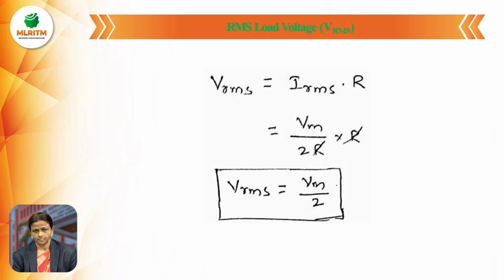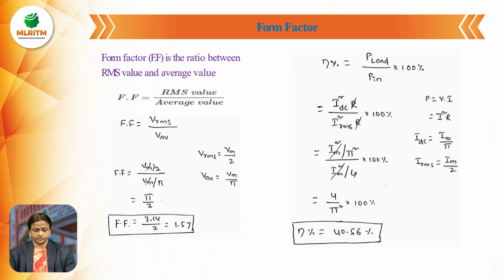Vm is nothing but the maximum voltage value, which is one constant value. Now substitute that Vm value in this formula, then calculate the root mean square voltage value. So VRMS is equal to Vm by 2 for a half-wave rectifier. Now, calculate the form factor. What is the definition of the form factor? It is the ratio of RMS value to average value.